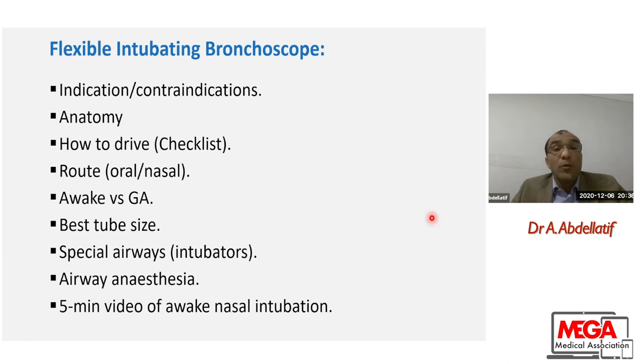We will talk about indications and contraindications, the anatomy or the structure of the device, how to drive according to a checklist, the routes available for driving, oral and nasal. Is there any difference in the technique between awake and when the patient is under GA? And what is the best tube size to be loaded on the shaft of the fibroscope? And if there are any special airways for the fibroscope, which are called intubators, and what are the techniques for airway anesthesia if I want to do awake intubation. And we will end with a 5-minute video of a case of awake nasal intubation.